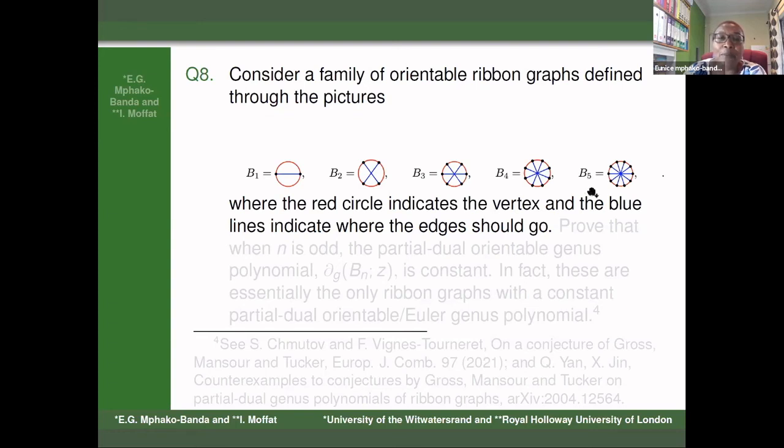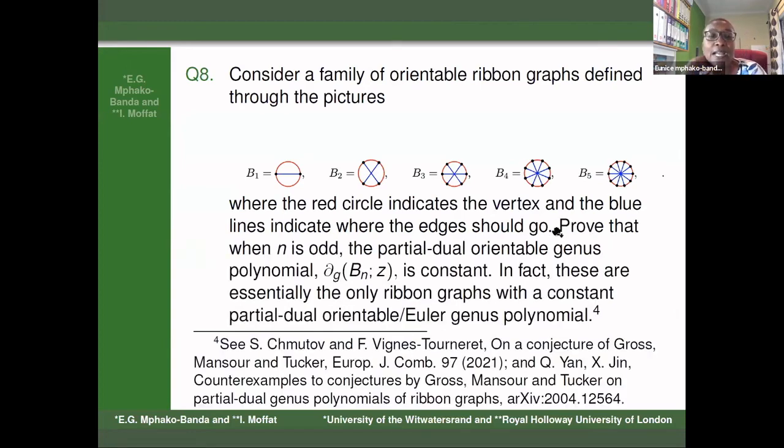Don't forget that these are ribbon graphs. This is just a simplification of it so that we don't draw complicated diagrams in 3D. So once you have B1, B2, up to Bn in this family, can you prove that when n is odd, the partial dual orientable genus polynomial is constant? Can you prove that when n is odd, the partial dual orientable genus polynomial is constant?